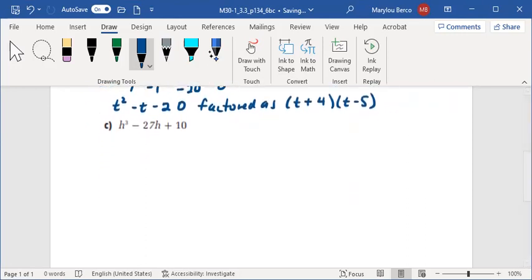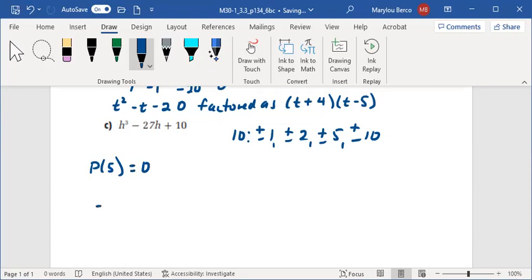Okay, h cubed minus 27h plus 10. Okay, so possible integral zeros of the polynomial are the factors of 10. So we have plus or minus 1, plus or minus 2, plus or minus 5, and plus or minus 10. So if we test these values, the first factor we find that has a remainder of 0 is 5. So we have to use synthetic division to find the other factors.